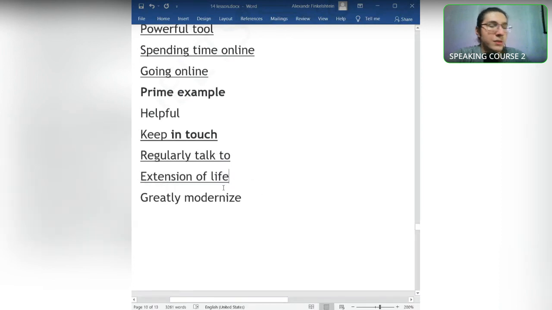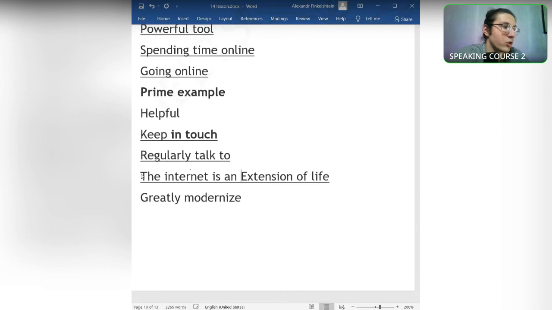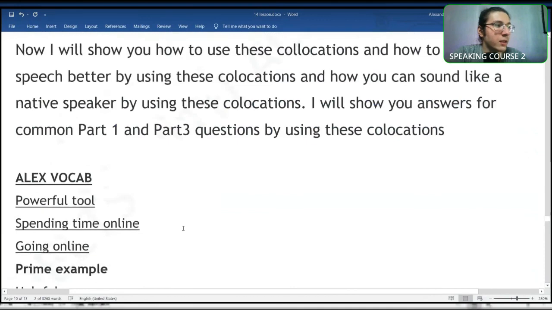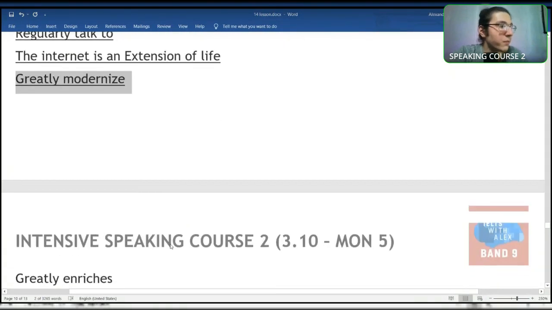Extension of life. What I was talking about here is I said the internet is an extension of life, which means that the internet is the next step. It's not necessarily a different space, it's just the next space. Greatly modernized, great collocation. Man, look at this. I'm using good collocations. Good job, Alex.